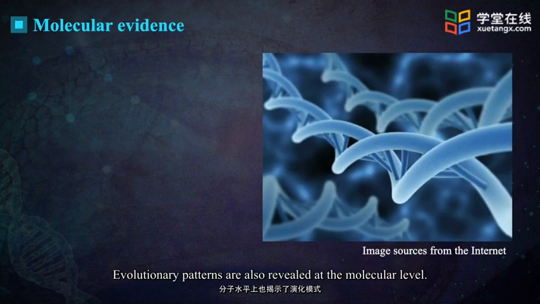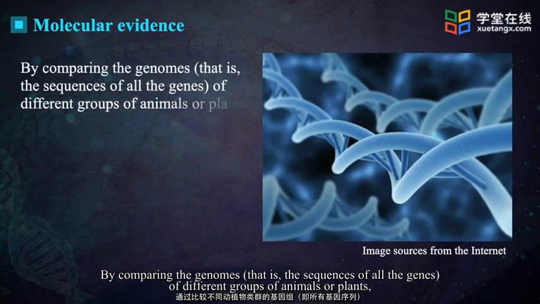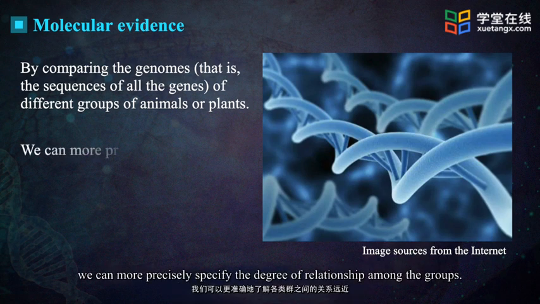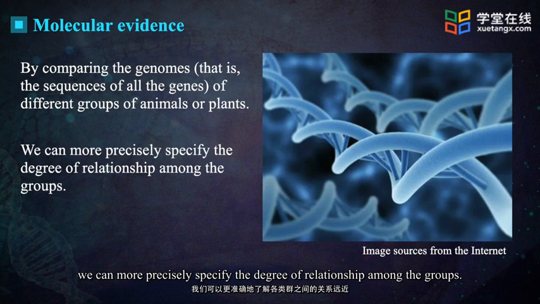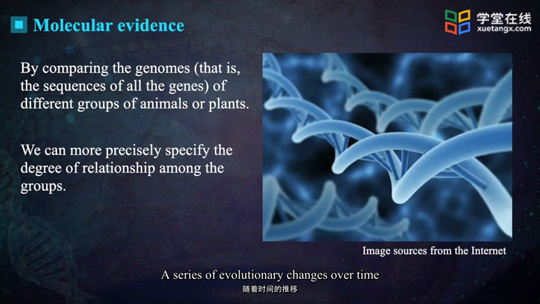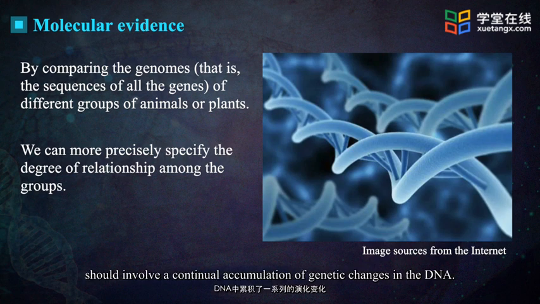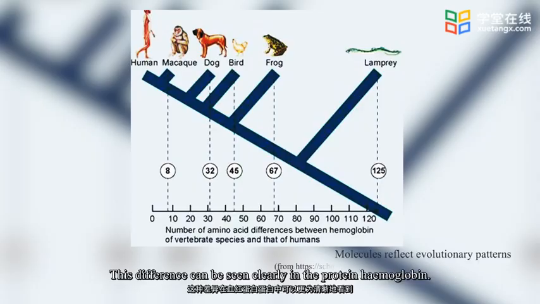Evolutionary patterns are also revealed at the molecular level. By comparing the genomes, that is, the sequences of all the genes of different groups of animals or plants, we can more precisely specify the degree of relationship among the groups. A series of evolutionary changes over time should involve a continual accumulation of genetic changes in the DNA. This difference can be seen clearly in the protein hemoglobin.